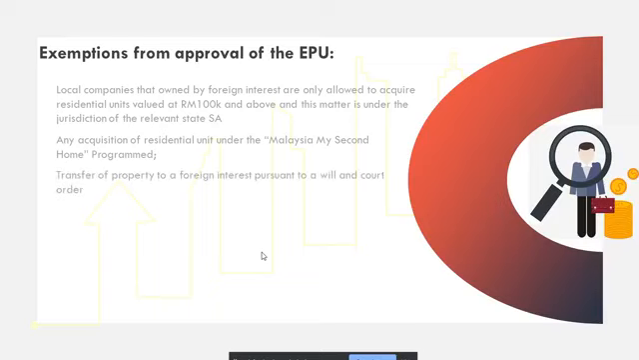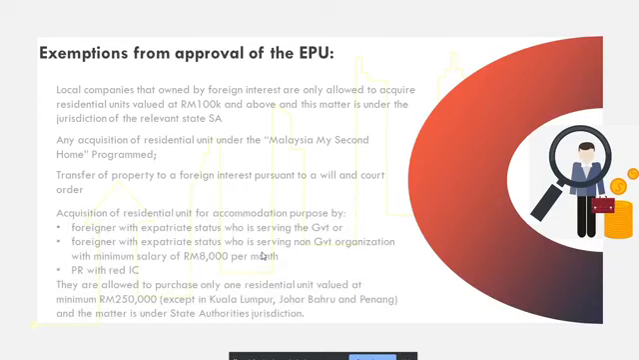EPU lah. Transfer of property foreign interest pursuant to will and court order. So kalau ada will ni, will bahasa Melayunya panggil apa, yang disampaikan lepas orang mati tu, saya tak ingat bahasa Melayunya. Wasiat, wasiat. So kalau ada wasiat, atau arahan daripada court, daripada mahkamah. So acquisition of residential unit for accumulation purpose. So acquisition yang untuk duduk je, untuk accumulation purpose.